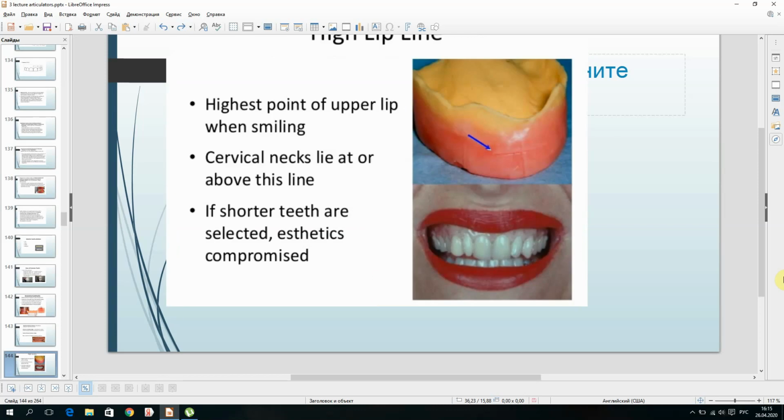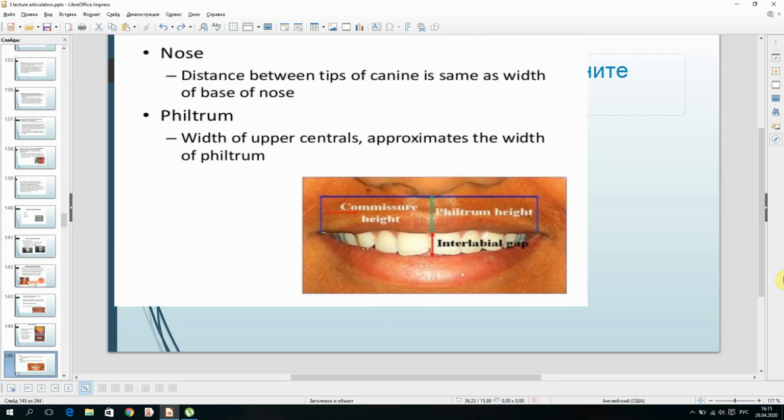Highest point of upper lip when smiling: cervical necks lie at or above this line. If shorter teeth are selected, aesthetics are compromised. High lip line. Nose: distance between tips of canines is the same as width of base of nose. Philtrum: width of upper centrals approximates the width of philtrum.